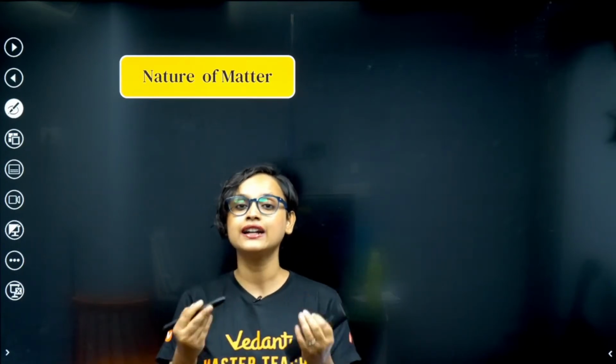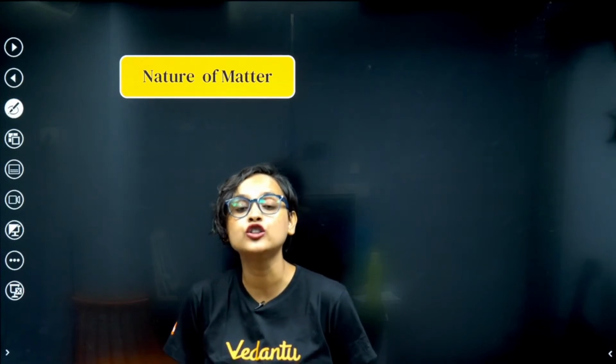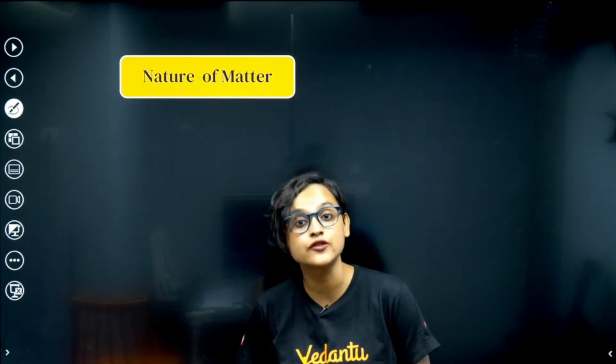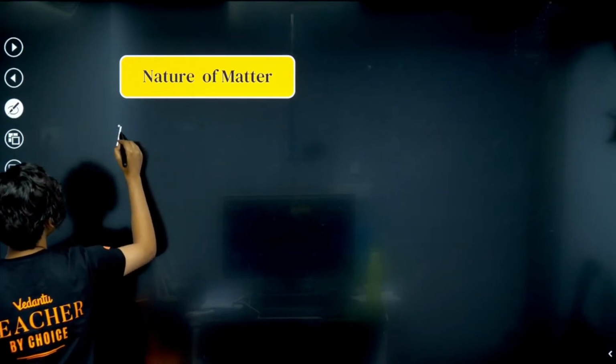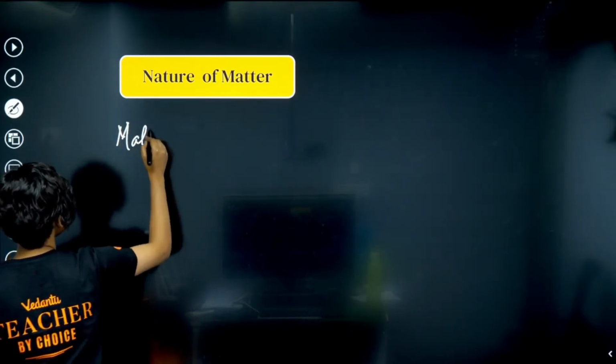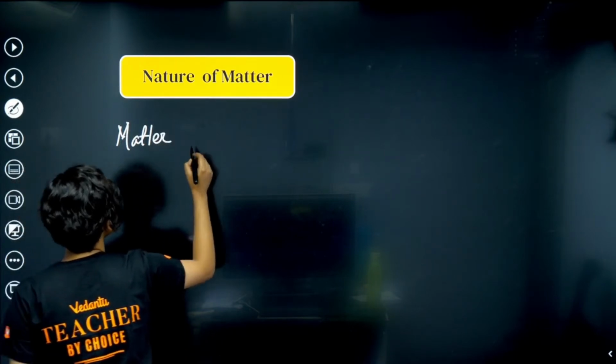Yes? So in chemistry, even from our younger classes, we know that matter. We keep talking about matter. What is this matter? We all know that matter is anything that occupies space and has volume. What is volume? We will talk about it. But let's write it down here, okay? Matter is anything that occupies space, okay?